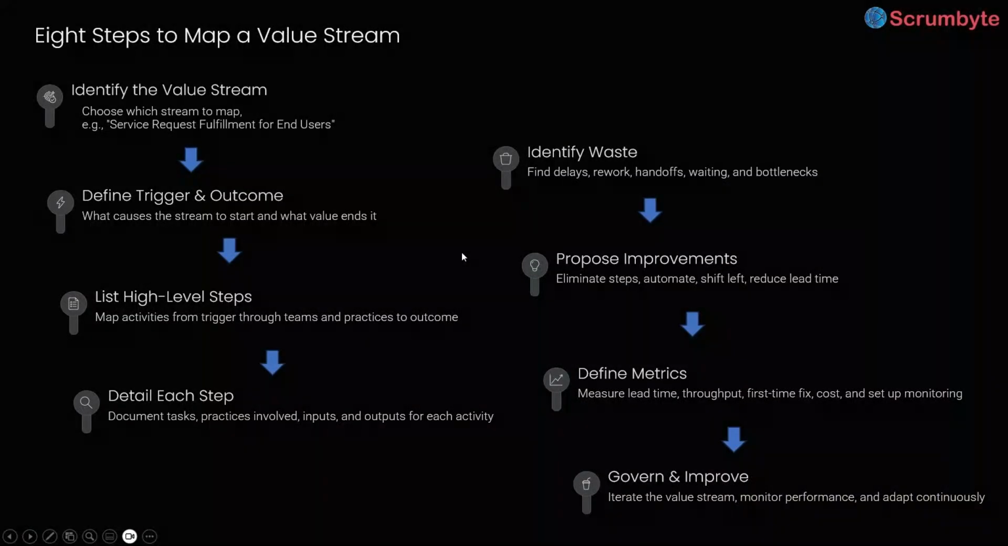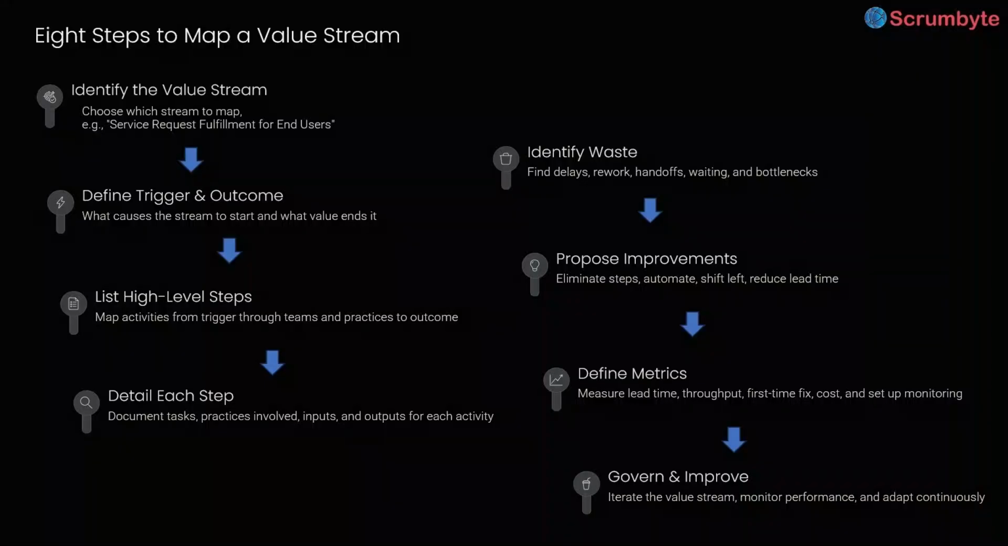I would like to pause here and ask you to look through this particular slide. These are the 8 steps to map a value stream. And I would like you to pause this particular slide and have a look at it. I hope you looked at it.